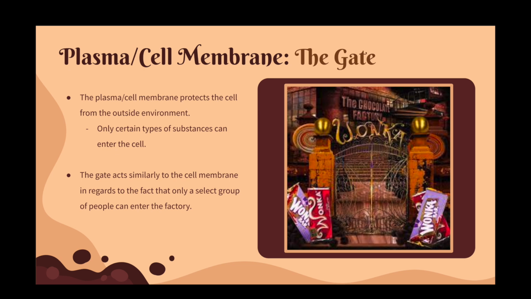Our next organelle is the plasma cell membrane, and we chose to compare this to the gate that surrounds the factory. The plasma cell membrane protects and surrounds the cell from the external environment. Only certain substances can enter the plasma membrane. For example, only small and nonpolar molecules can enter, but large and charged polar molecules cannot enter the cell without the help of a carrier protein. The gate bordering the chocolate factory acts similarly to the cell membrane because other than protecting the factory, just like the cell membrane, the gate will only let a certain type of person in. Only people who have a golden ticket can enter through the gates.